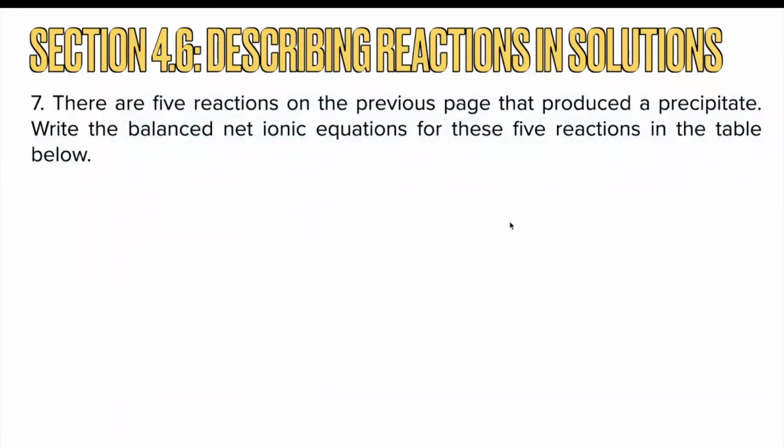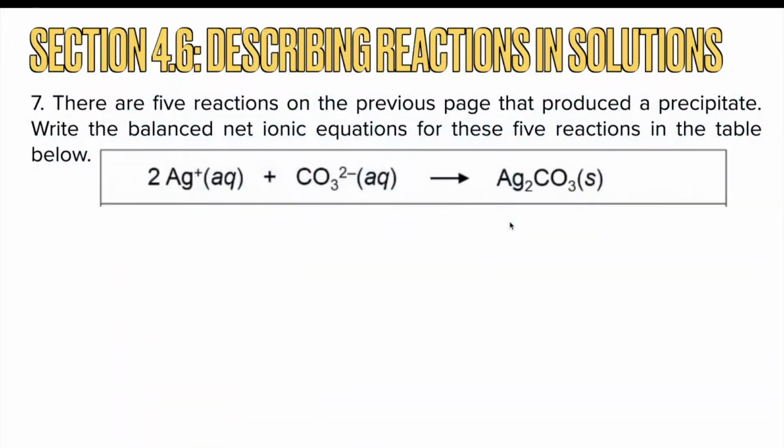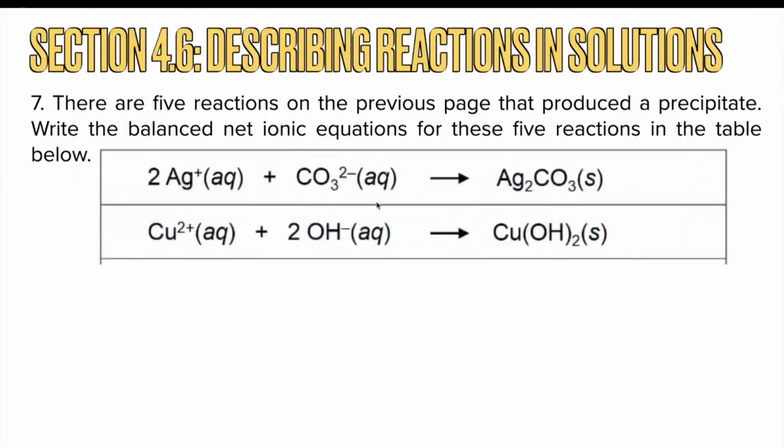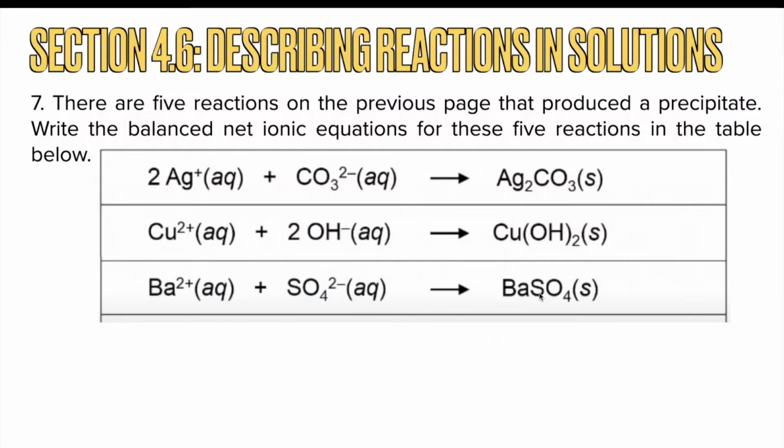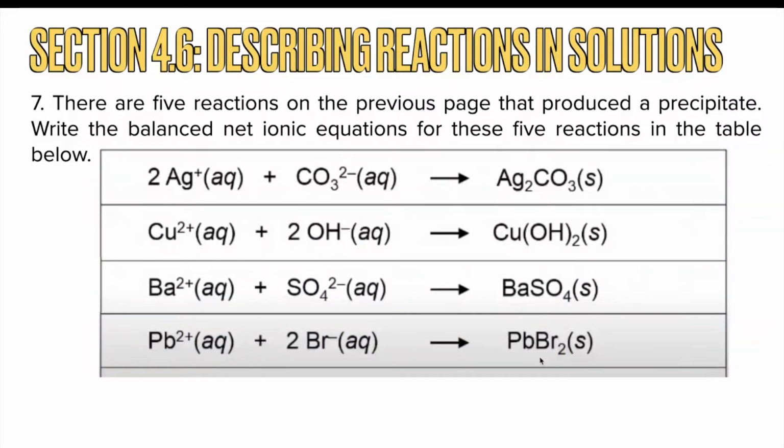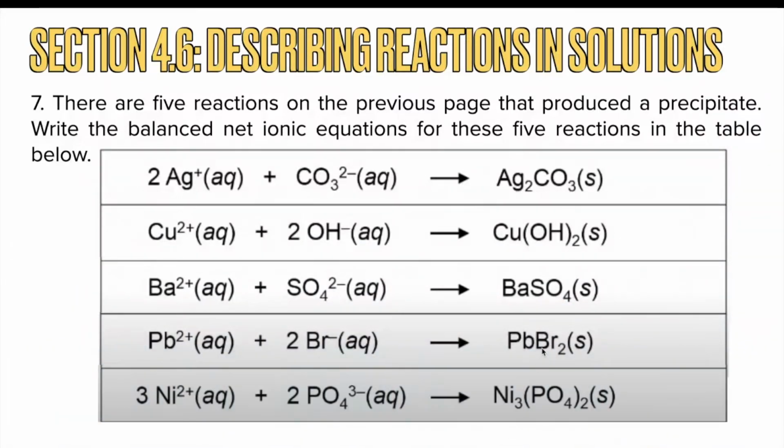Now, it does ask us then to write the reactions for them. So I'm not going to bore you with how to do the net ionic equations for all of these. But again, if you go back, this is how I would make my silver carbonate. This is how I would make my copper 2 hydroxide. This is how I would make barium sulfate. This is how I would make lead 2 bromide. And this is how I would make nickel 3 phosphate.